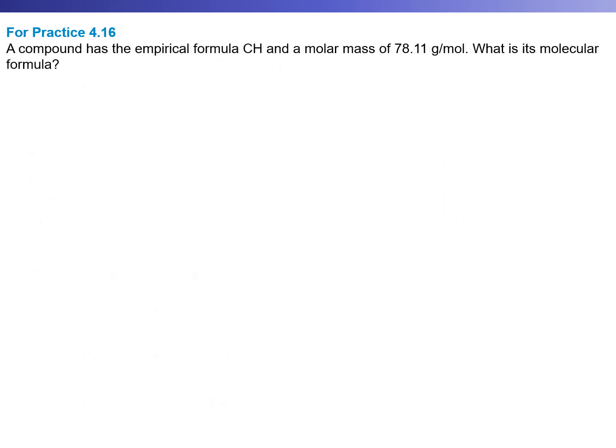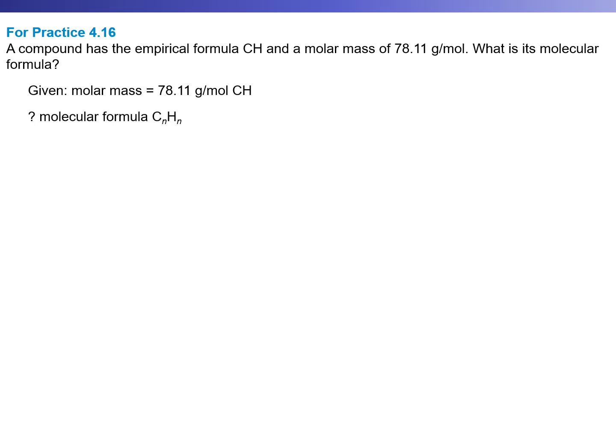In problem 4.16, we're continuing to build on our understanding of empirical formulas and what they mean. What we're being asked in this problem is that we're given the empirical formula and the molar mass of the compound, and we want to know how to find its molecular formula. All right, so our givens are the molar mass, which is 78.11 grams per mole, and we know what the empirical formula is, which is CH, and we're being asked to find what the molecular formula is.